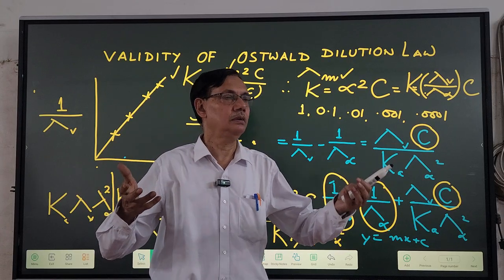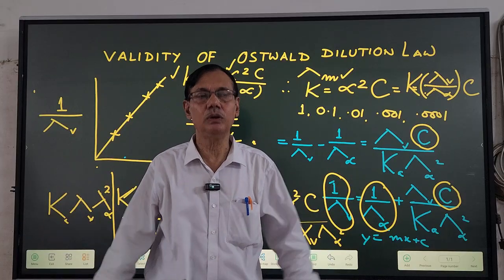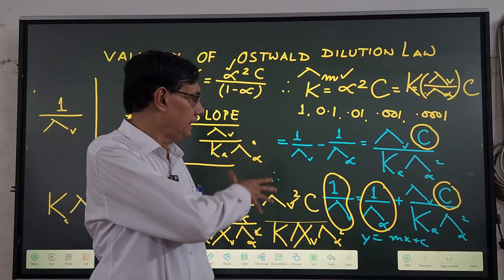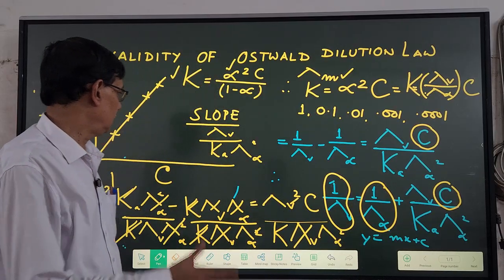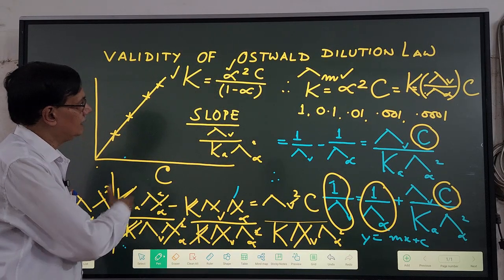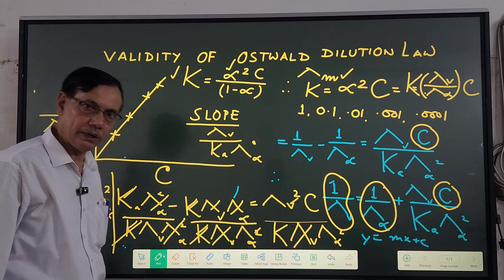So next time we'll discuss the strong electrolyte, like Debye-Huckel theory. So this is part 3, and part 4 will be the Kohlrausch law. So I think you have got a very clear-cut idea about the Ostwald dilution law. Thank you very much.